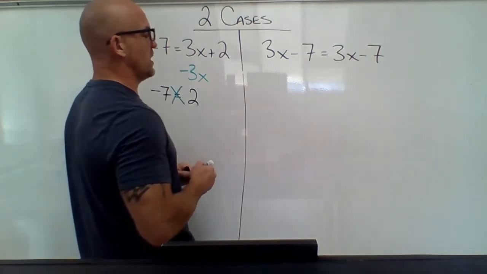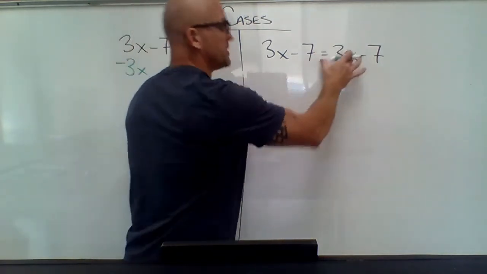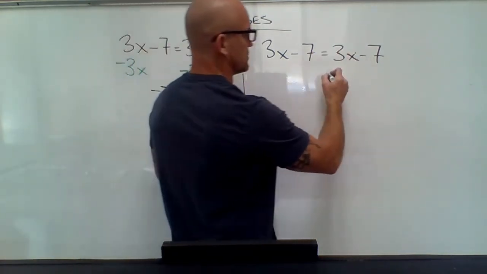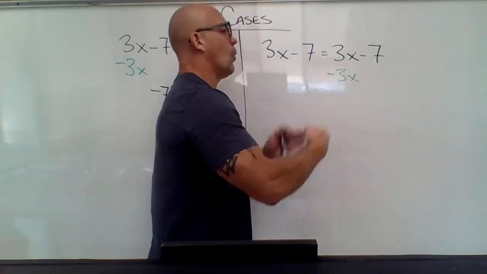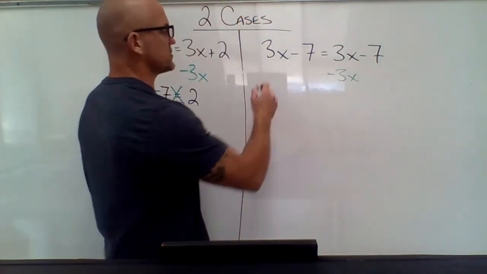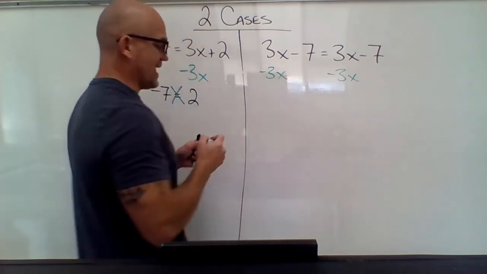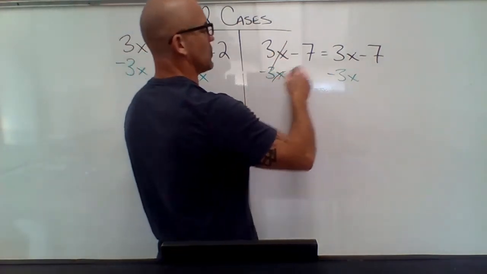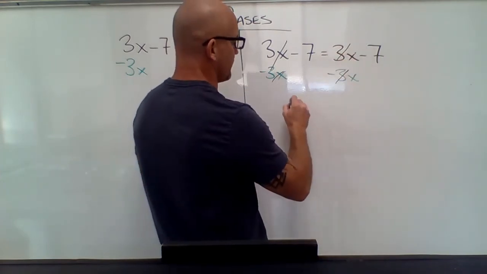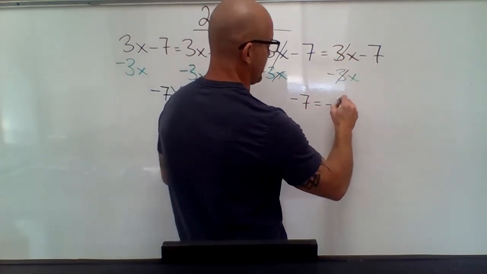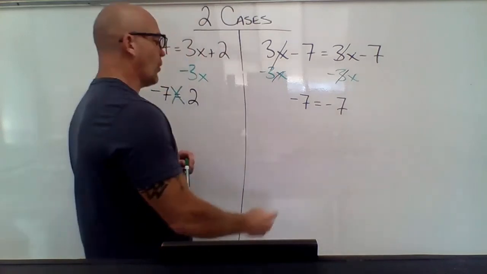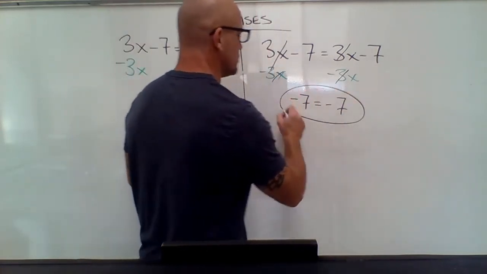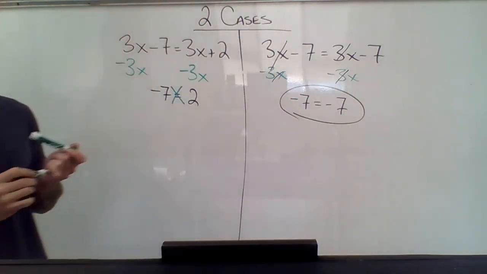What I'm going to do is say, okay, well, I'm going to get rid of this one this time. That one. So I'm going to subtract 3x here. What I do to one side, I got to do to the other, so I'm going to subtract 3x here. Again, the same thing will occur. Both sides are going to eliminate. I'm going to be left with -7 equals -7. Now, of course, this one is true. This one is not. So what does that mean?